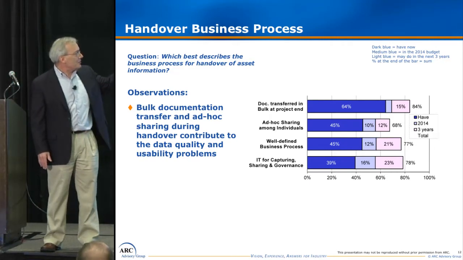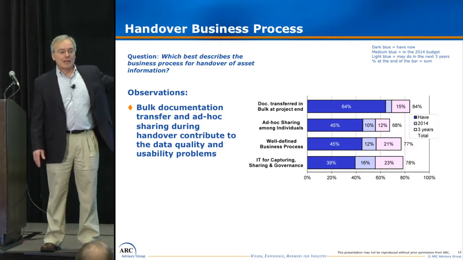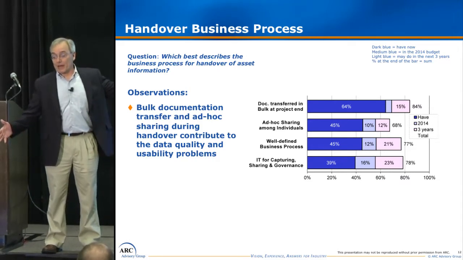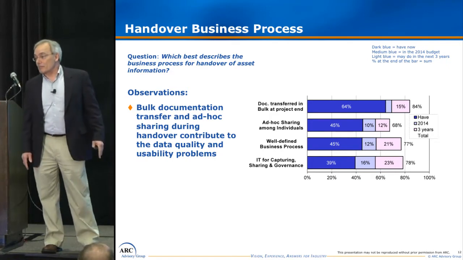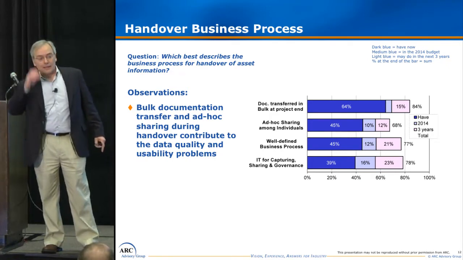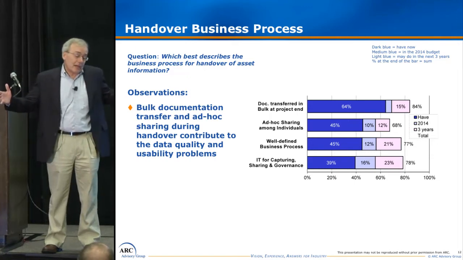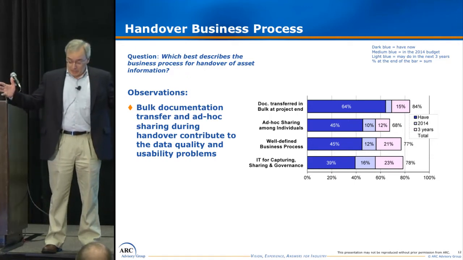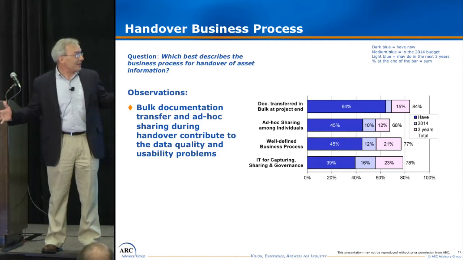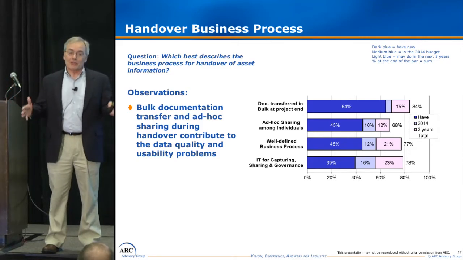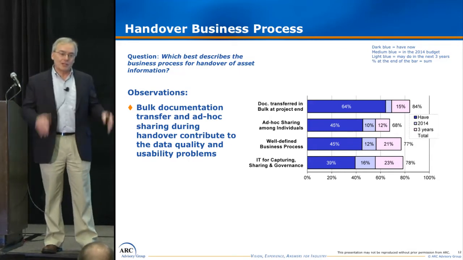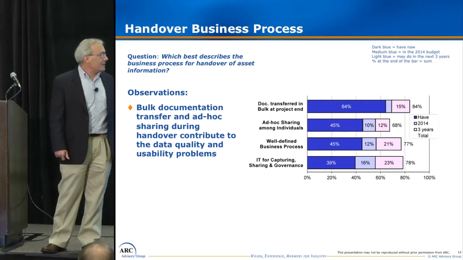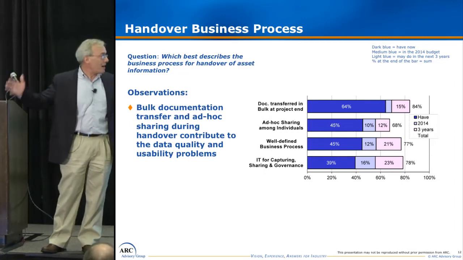Here's the response. How do you do handover? Most of it is bulk transfer. That means that you have pallet loads of printed documentation that gets handed over to operate and maintain, to the asset owner. Just horrible. Now, nowadays we get more modern about it. We put those things in PDFs on a server and we hand over a server. So instead of a truckload of printed, it's handing over a server. I suppose that's a little bit better because at least you can do search on it. But that bulk transfer is terrible.